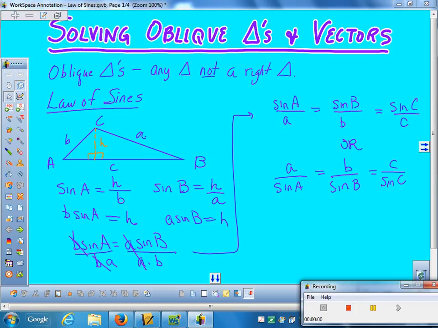Whatever I'm trying to solve for, if I need to find a side, I put my sides on top. If I need to find an angle, I put my angles on top, because the algebra is easier if you put whatever you're looking for on top. But you can do any of those proportions fairly simply. Now that you know the law of sines, you don't actually have to know Oscar had a heap of apples, because the law of sines will do any Oscar problem. So once you know the law of sines, it is more encompassing, I guess.